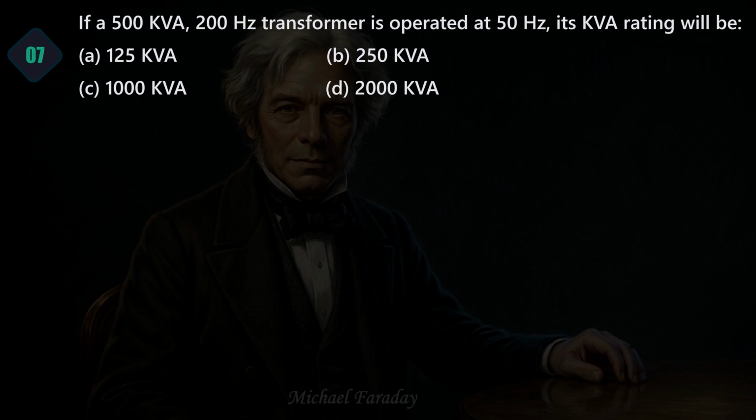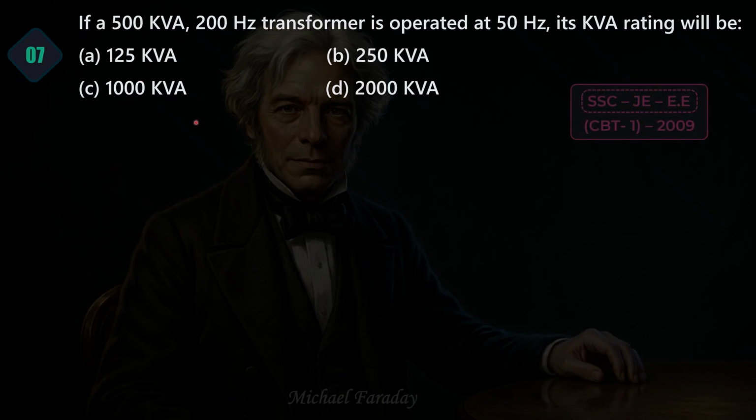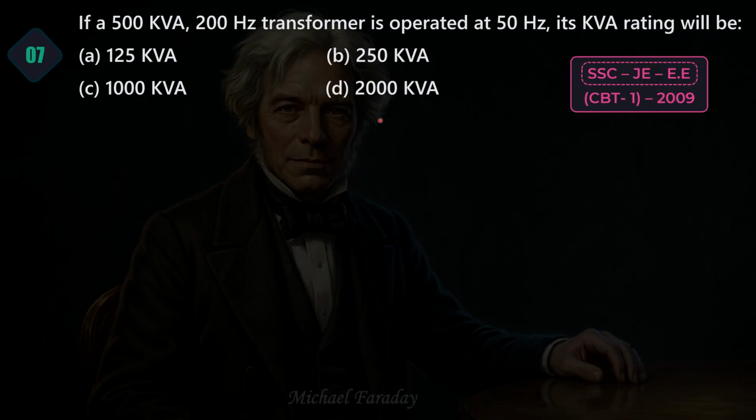Question 7. If a 500 kVA 200 Hz transformer is operated at 50 Hz, its kVA rating will be: option A 125 kVA, option B 250 kVA, option C 1000 kVA, and option D 2000 kVA. We know that kVA rating of a transformer is the product of voltage and current. Now let us assume current density to be constant to maintain temperature constant, then kVA rating is directly proportional to voltage.